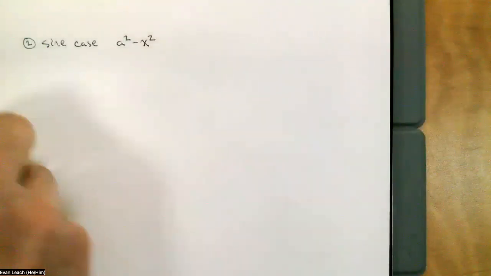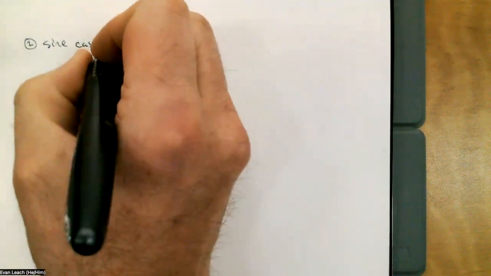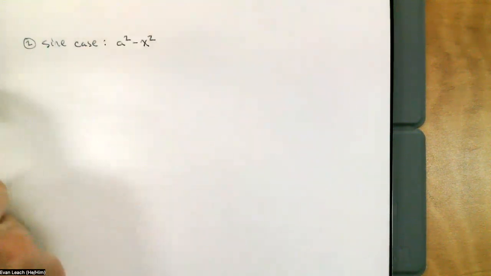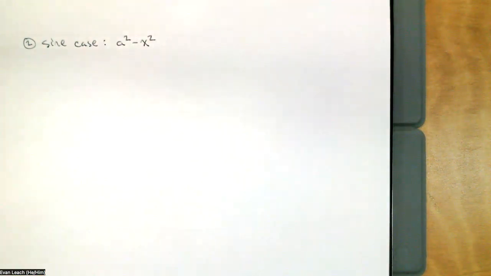So the tangent case was an a squared plus x squared. Note that the tangent case also covers x squared plus a squared. That one can go in both directions. The next one we want to learn is the sine case. This one we have an a squared minus x squared.